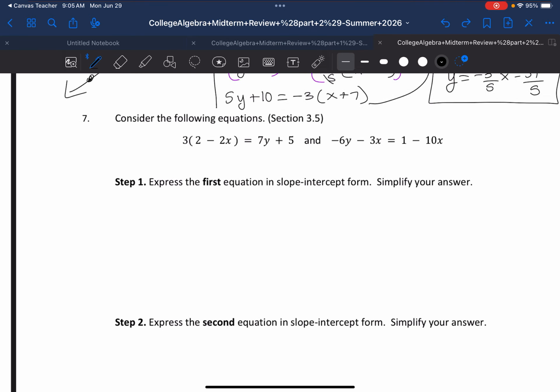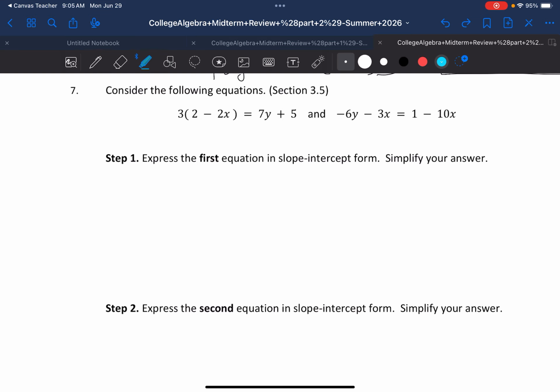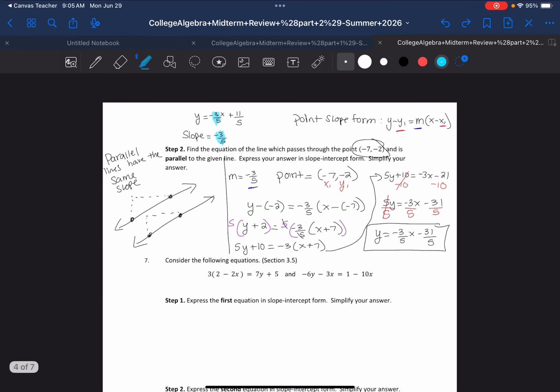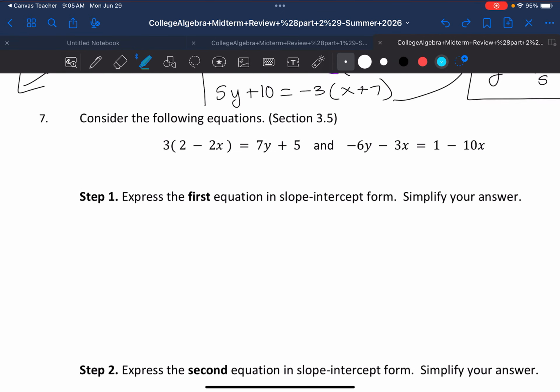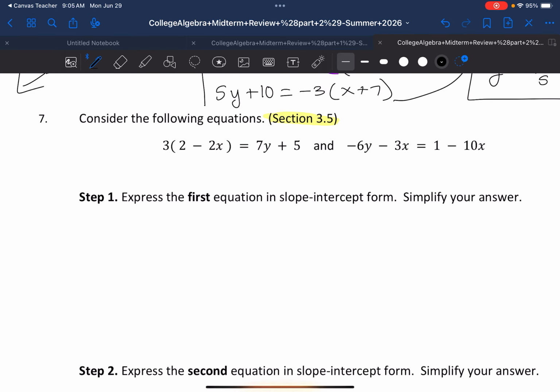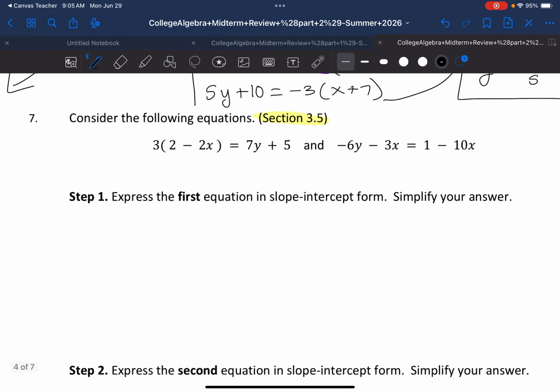Okay, number 7. This one is in section 3.5, as was the one before. Section 3.5 is all about parallel and perpendicular lines. So this problem, number 7, is going to give us 2 equations of 2 different lines, and then we're going to have to determine whether they are parallel or perpendicular or neither.